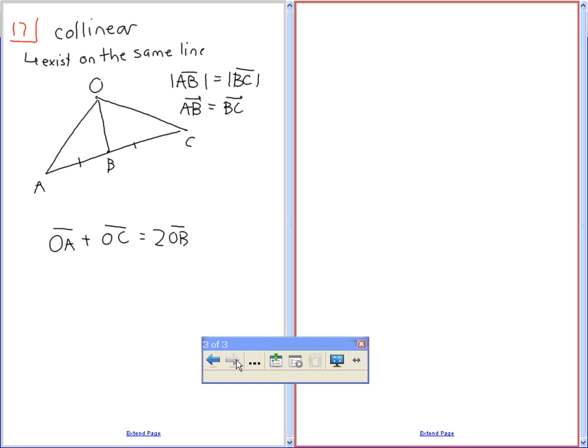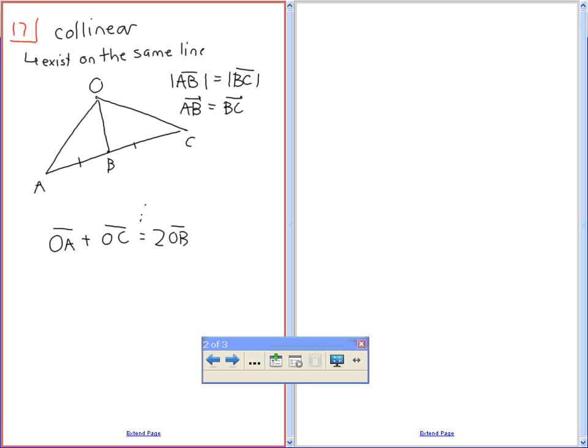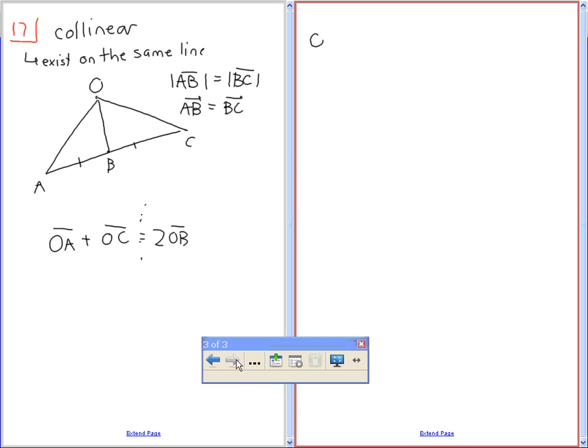Negative AO, yes, good. What are you saying? Go ahead. I had OB plus BA. Yeah, and that's, because we treat this like an identity. This is like a solid line. You can't go left and right across it. So I'm going to write OA is equal to OB plus BA.